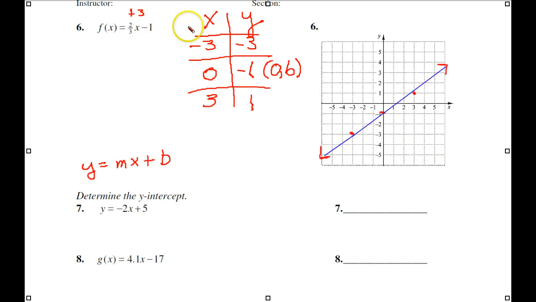So when I plot these, (-3, -3) is right there. (0, -1), notice this is your y-intercept right there. And (3, 1), (3, 1) right there. And then you put your line. Now, notice even though I'm drawing a straight line here, I'm missing this point a little bit, and I'm missing this point a little bit.